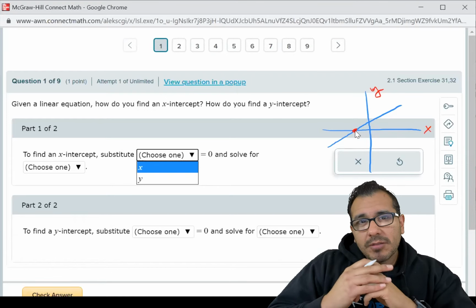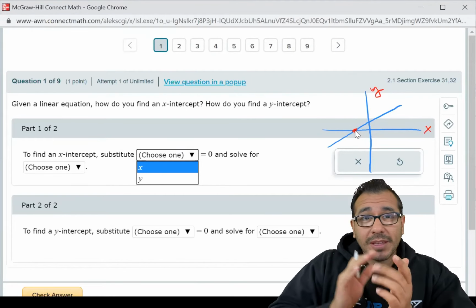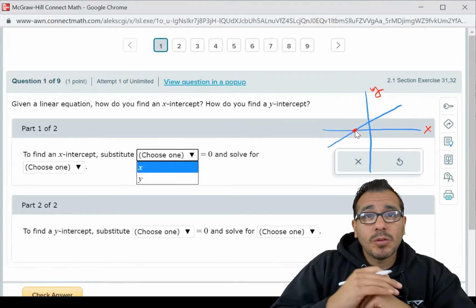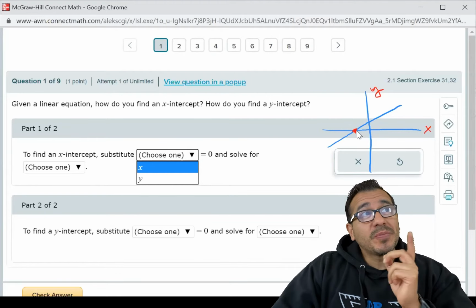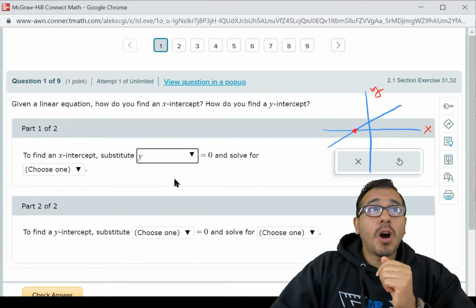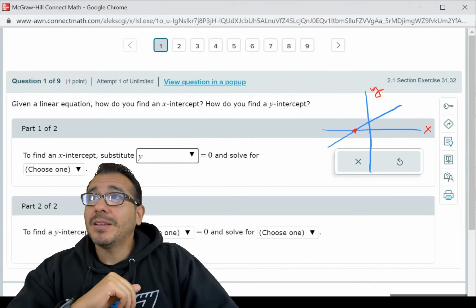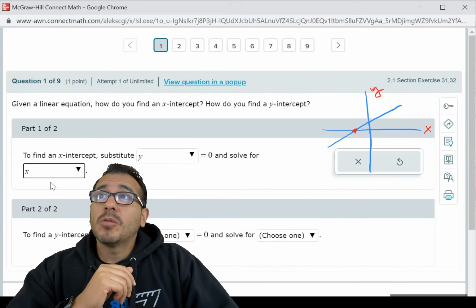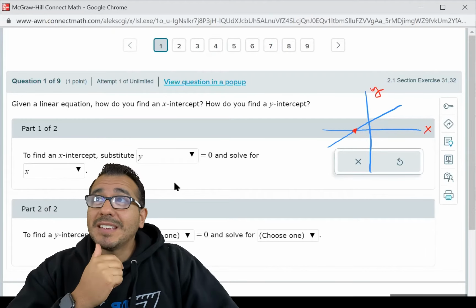So you have to ask yourself, which variable, the X or the Y variable, is associated to the height? We know that the Y variable is associated to the height. So to find the X intercept, you always, always, always let Y equal zero. And since Y is zero, we solve for X, because that's what we're looking for, the X intercept.